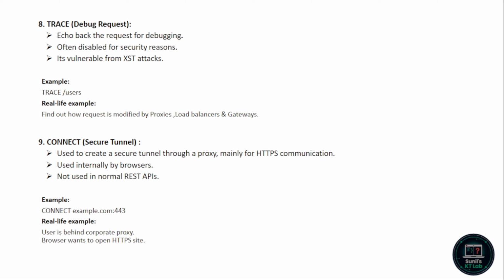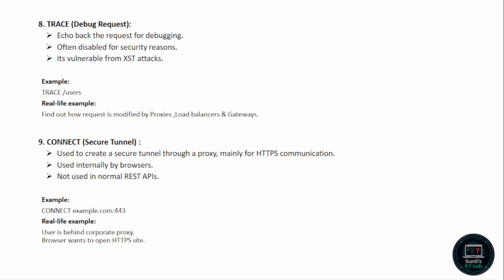The TRACE method is used to find out, when there are proxies between the servers and a load balancer or gateway is being used, whether anything is modified internally when the request is sent from the client or the response is sent from the server. TRACE is not allowed in production because it is a vulnerable method.